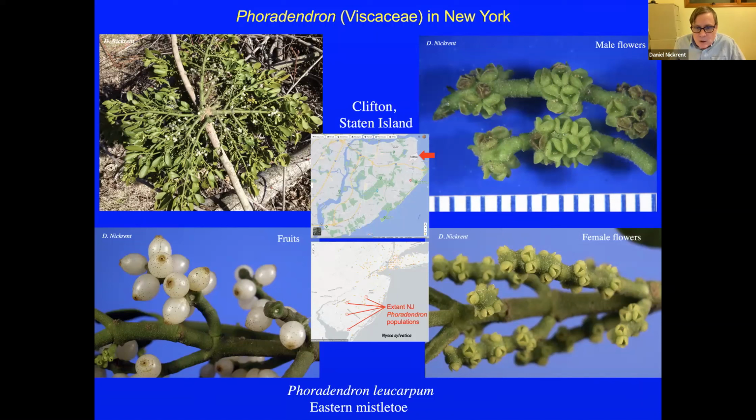Okay, so we know we can do this. We can get it going back there. And we'll just use a near population, something genetically similar to the New York ones. And hopefully we won't over harvest it this time.